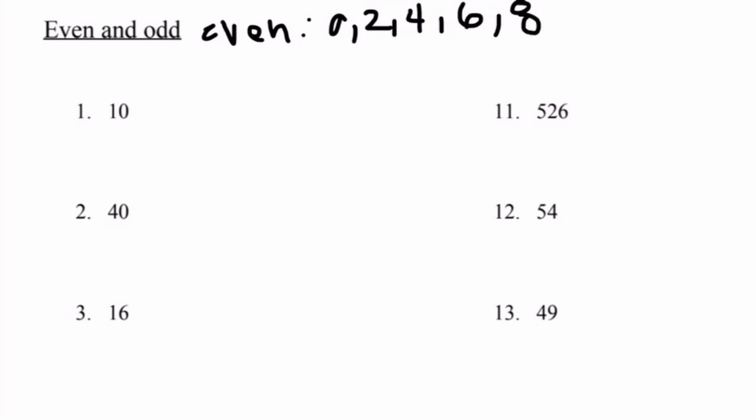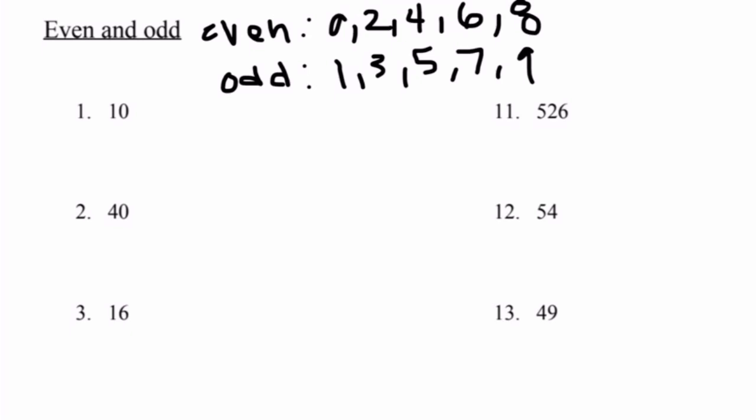Next, even and odd numbers, and it's asking us to identify if the number is even or odd. First, let's identify the even and odd basic numbers. Well, we know that for even numbers, the number should end in 0, 2, 4, 6, or 8. And for odd numbers, the number should end in 1, 3, 5, 7, or 9.